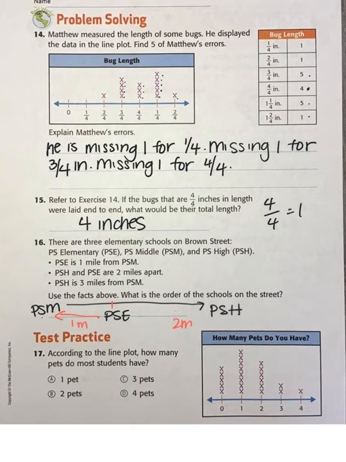Okay, our test practice and our final question. Number 17. According to the line plot, how many pets do most students have? Now, line plots I like, just like bar graphs, because you can look at it and instantly see which one has more X's. So obviously number 1 has the most X's. I don't even need to count them. I can see that there's more than 2 and more than there are 0. So how many pets do you have? According to the line plot, how many pets do most students have? And we can see that 1 was the one with the most X's, so it's 1 pet.